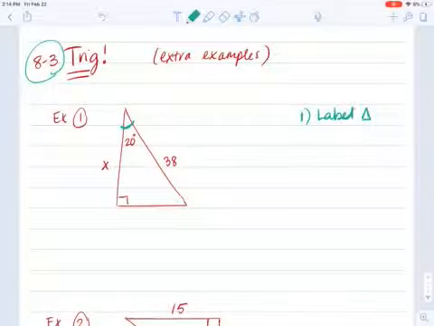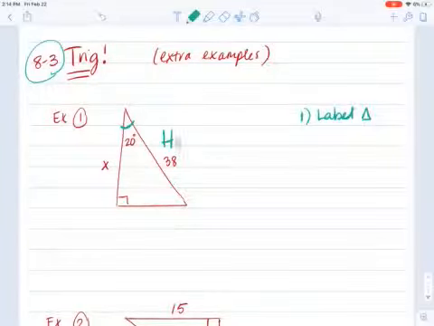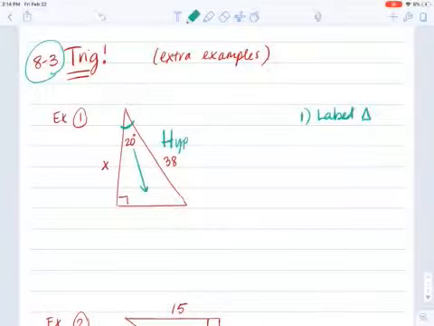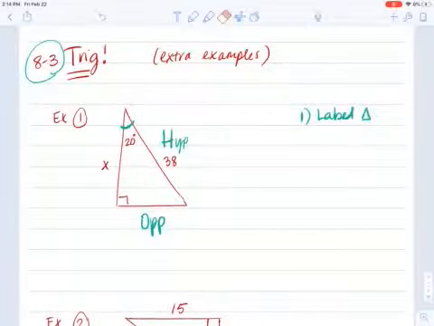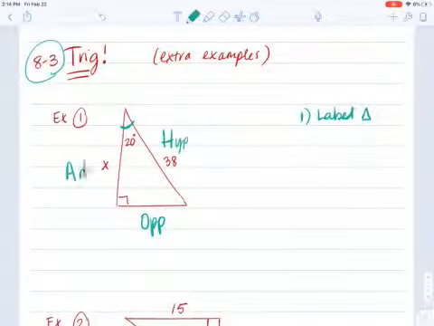When I label it, I want to label the hypotenuse. In this case, this is my hypotenuse here. I want to label the opposite, so that's going to be opposite this angle right here. And then I'm going to label the adjacent, which is right over here. Okay, so those are the three things we should label. It's always the first step.